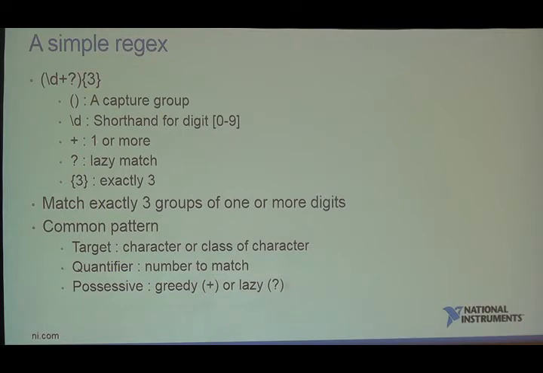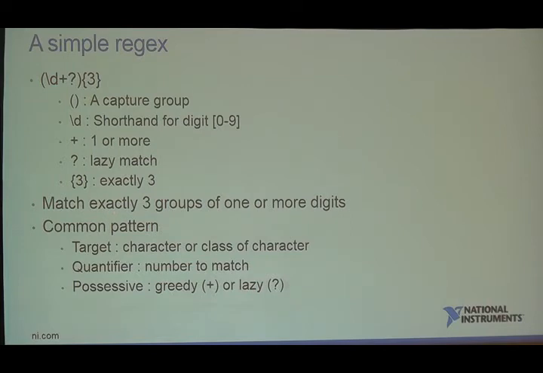Question mark means lazy match. We'll see what that means, but for now just remember that what comes after the quantifier tells you if it's lazy or greedy. And the 3 here means I want exactly 3. So what you do is you look at this crazy thing, it's not even that crazy, and you just say what it is you're trying to match: I want to match exactly 3 groups of 1 or more digits.